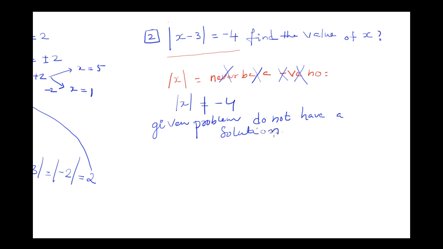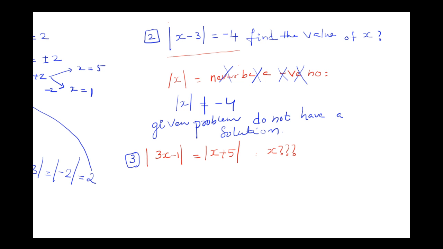Now let's take another problem, that is problem number 3. Problem number 3 is: absolute of 3x minus 1 equals absolute of x plus 5. This is problem number 3. Now we have to find the value of x which satisfies this equation.